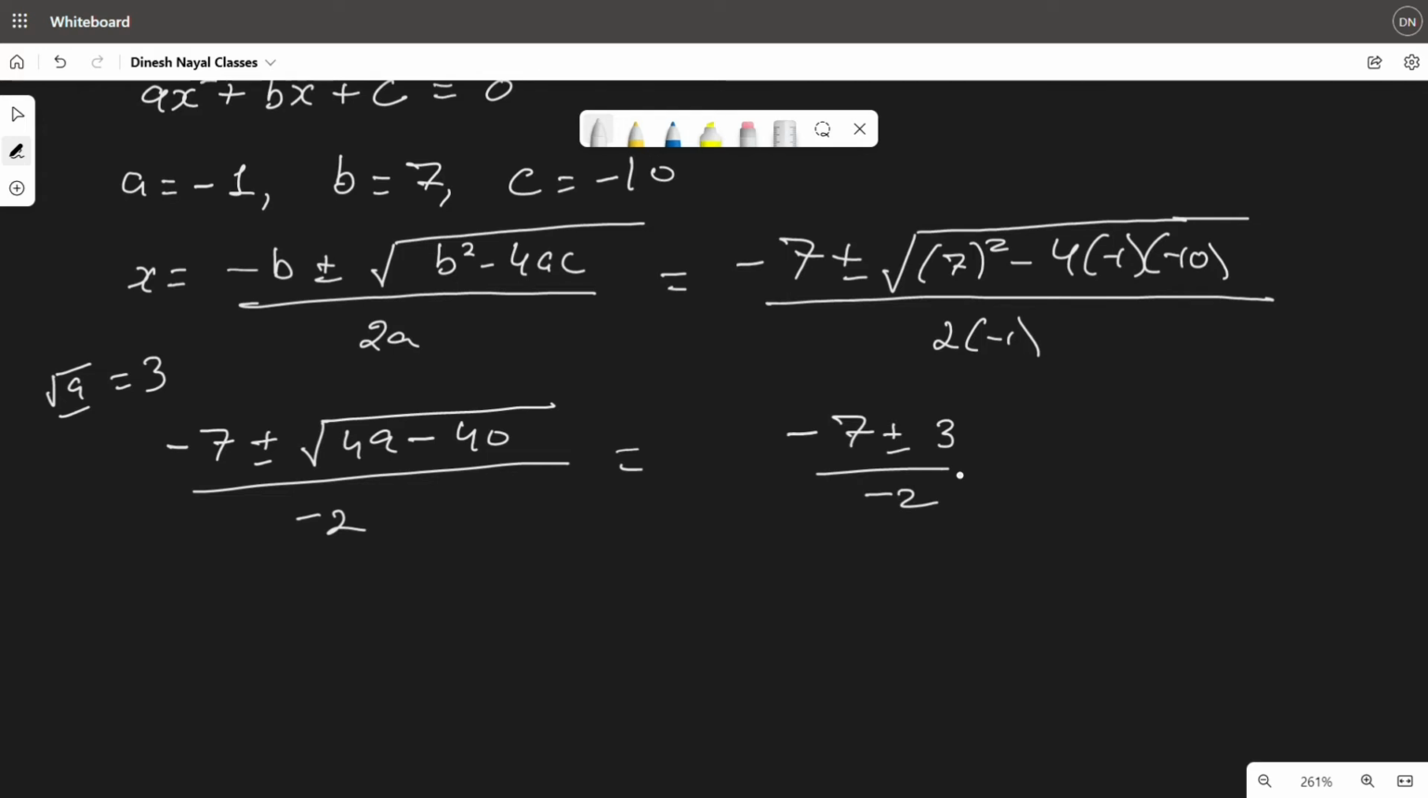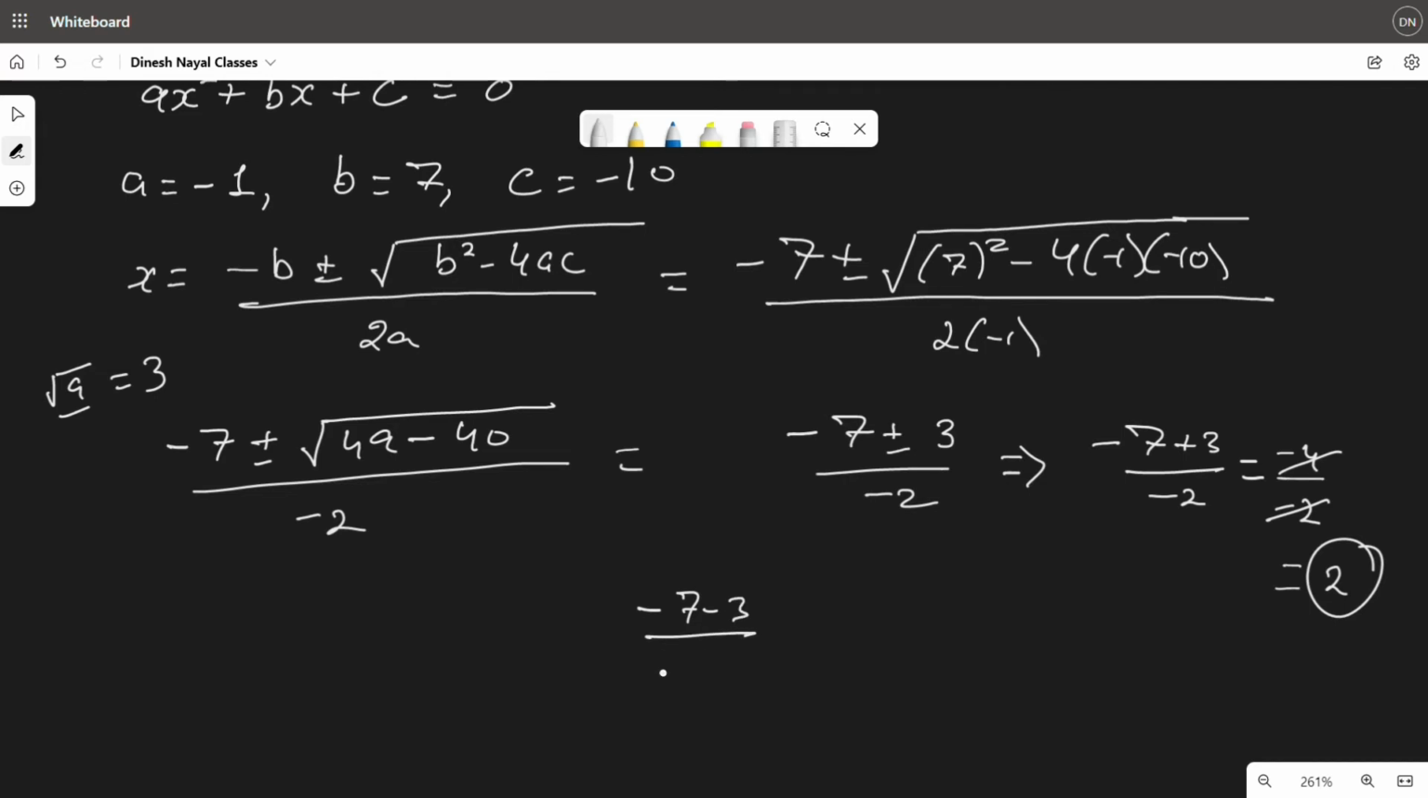So there are two roots, which will be minus 7 plus 3 by minus 2. Minus 7 plus 3 is actually minus 4 by minus 2, so that equals 2. And minus 7 minus 3 by minus 2 is minus 10 by minus 2, so that equals 5. So the two roots of the given equation are 2 and 5.